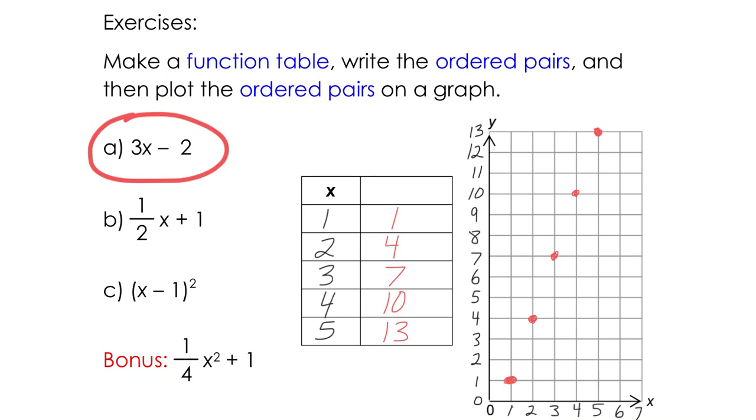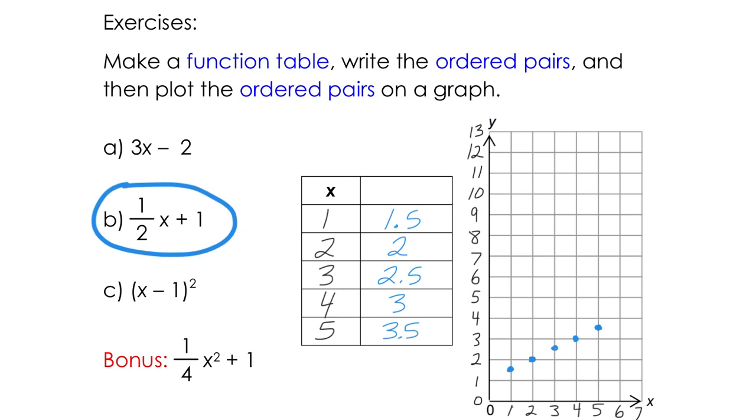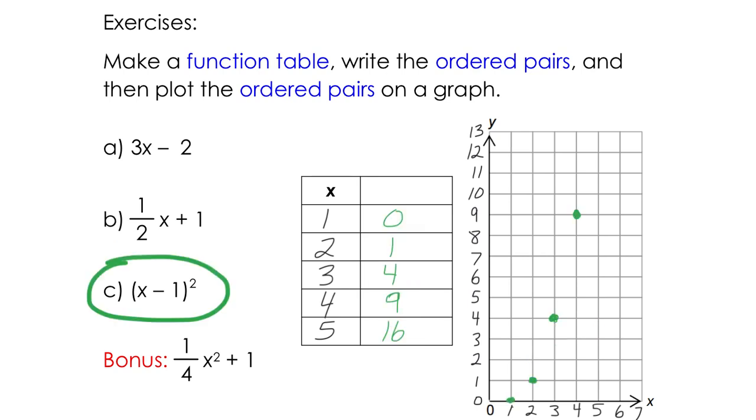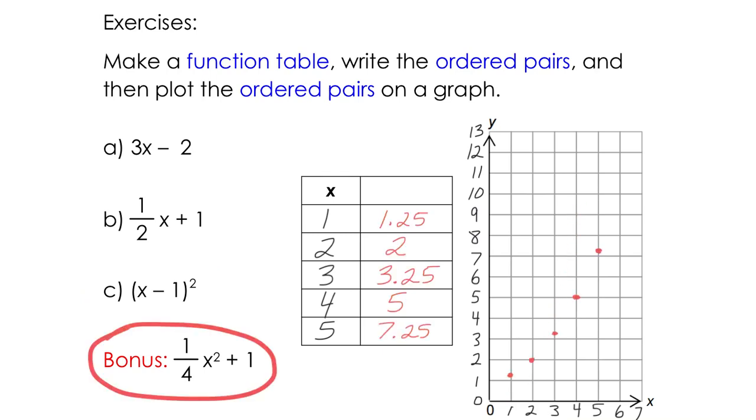Here's the first one. Now we can check the next one. And this next one, well, this point doesn't fit on my grid, but you get the idea. It's not a straight line this time, it kind of curves. And if you tried the bonus, this is what we would get, another curve.